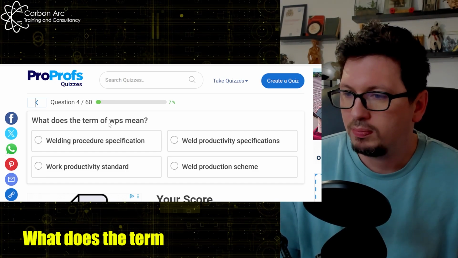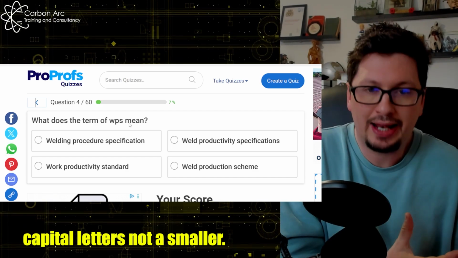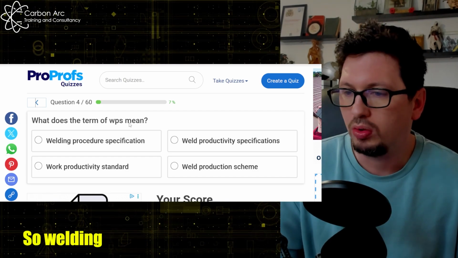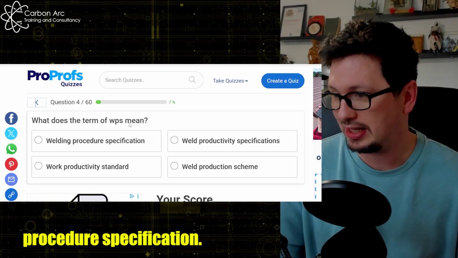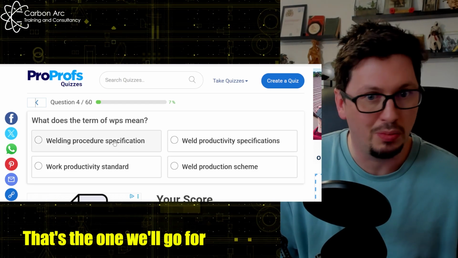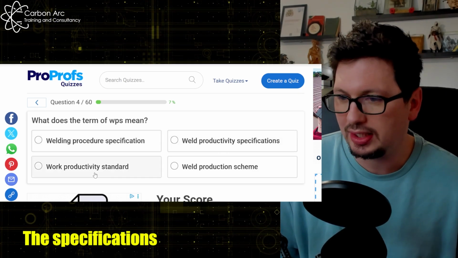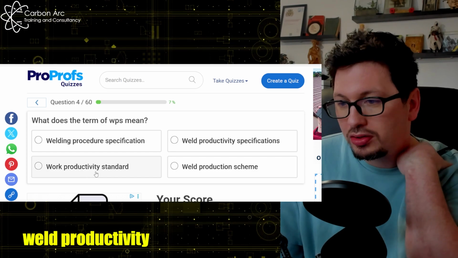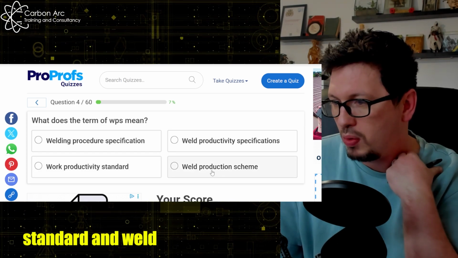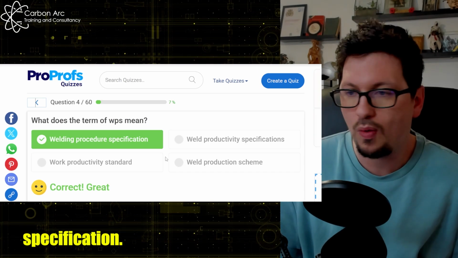What does the term WPS mean? So, first of all, this should be capital letters, not smaller. So, welding procedure specification. So what have we got? Weld procedure specification. That's the one we'll go for. Weld productivity specifications. Weld productivity standard. Weld production scheme. Well, that's welding procedure specification. Yeah.